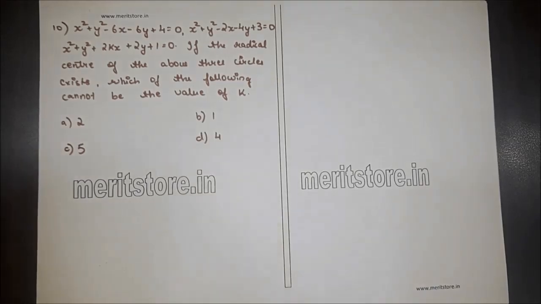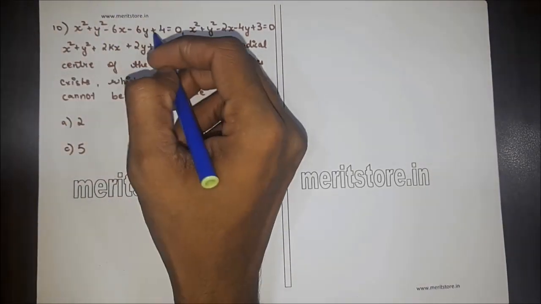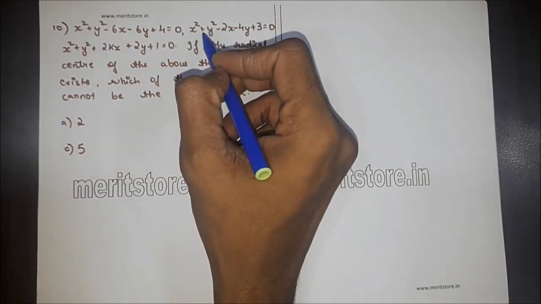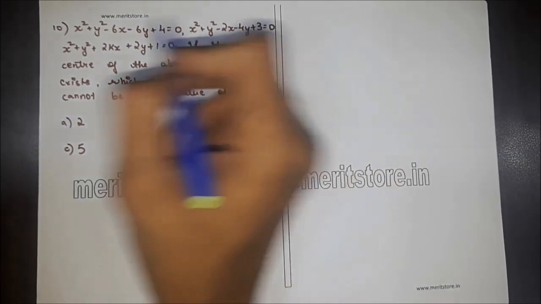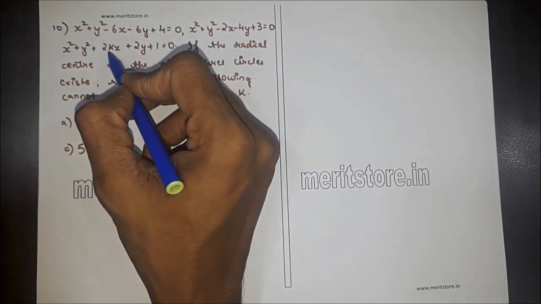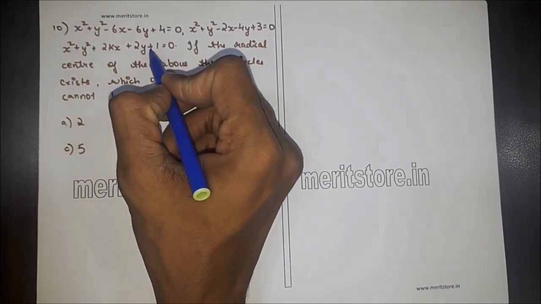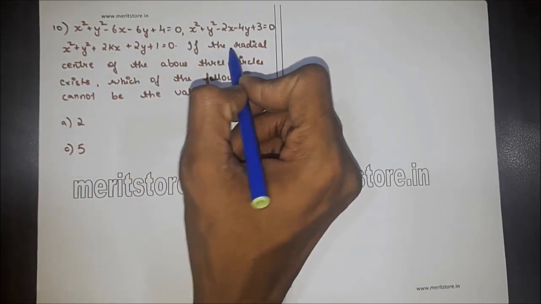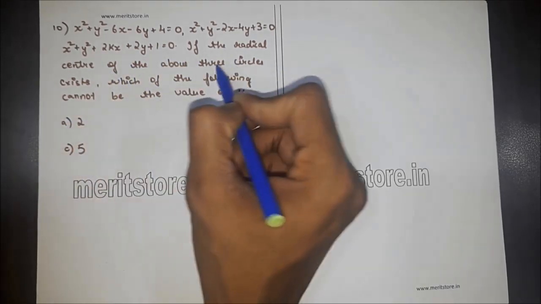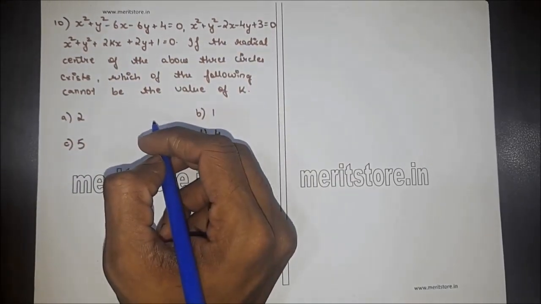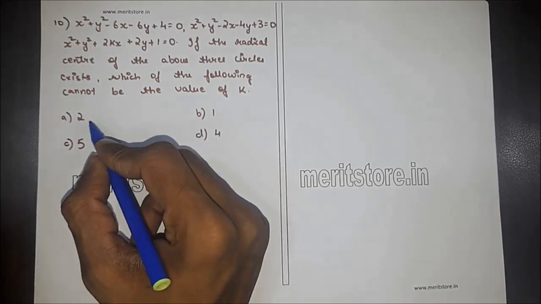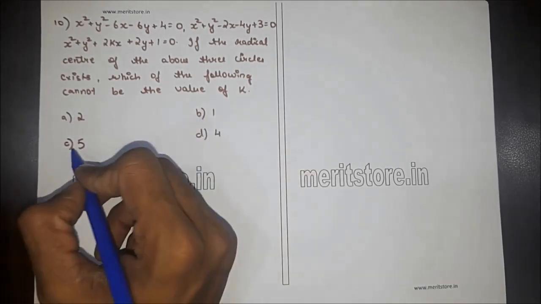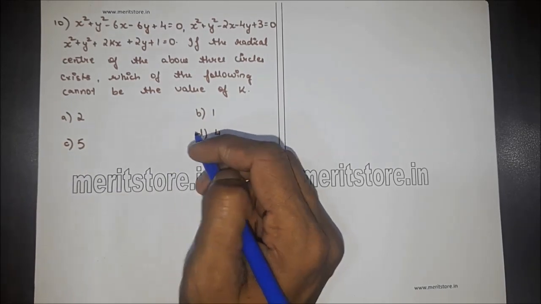Question 10. x square plus y square minus 6x minus 6y plus 4 is equal to 0. x square plus y square minus 2x minus 4y plus 3 equal to 0. x square plus y square plus 2kx plus 2y plus 1 is equal to 0. If the radical center of the above three circles exists, which of the following cannot be the value of k? That is A 2, B 1, C 5 or D 4.